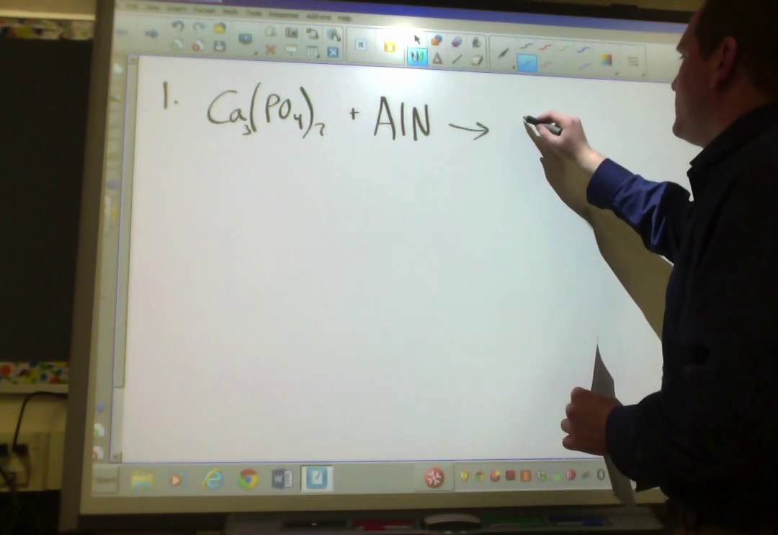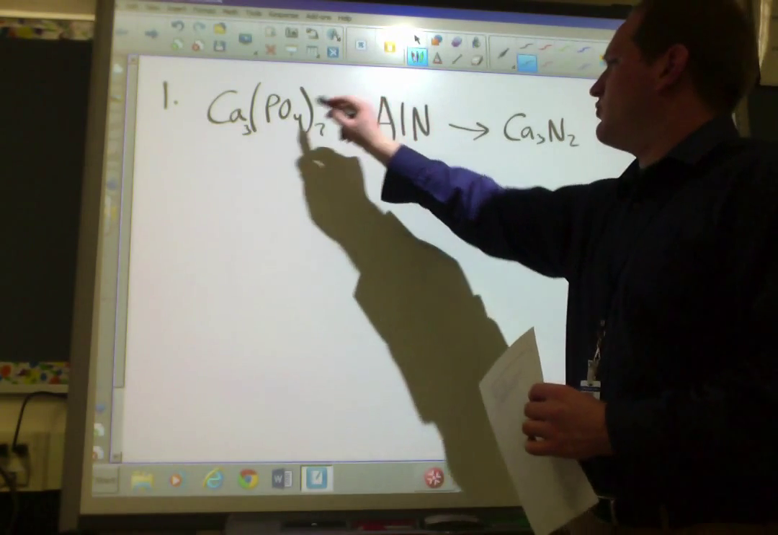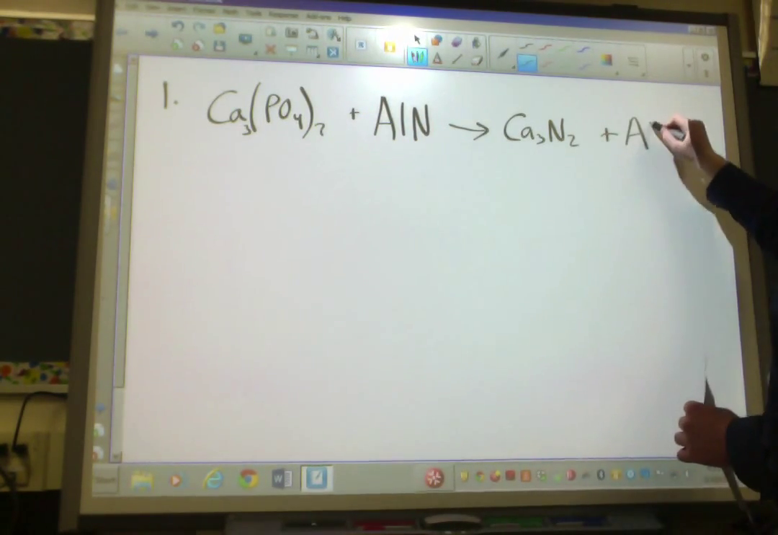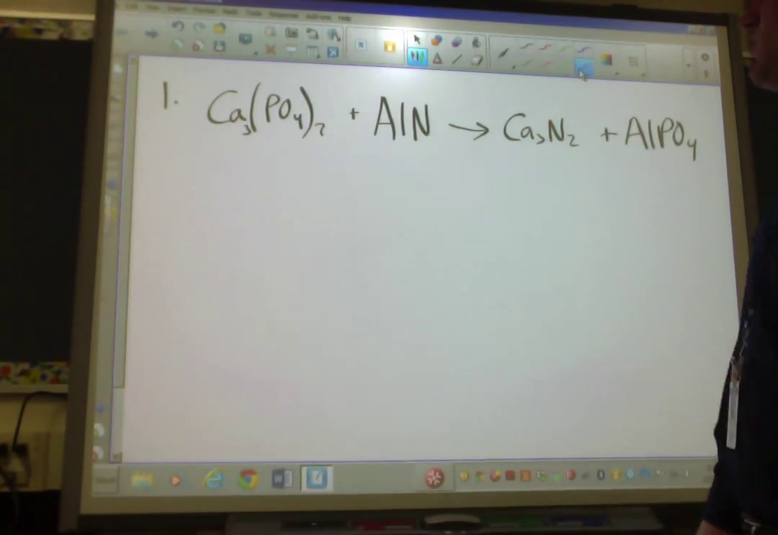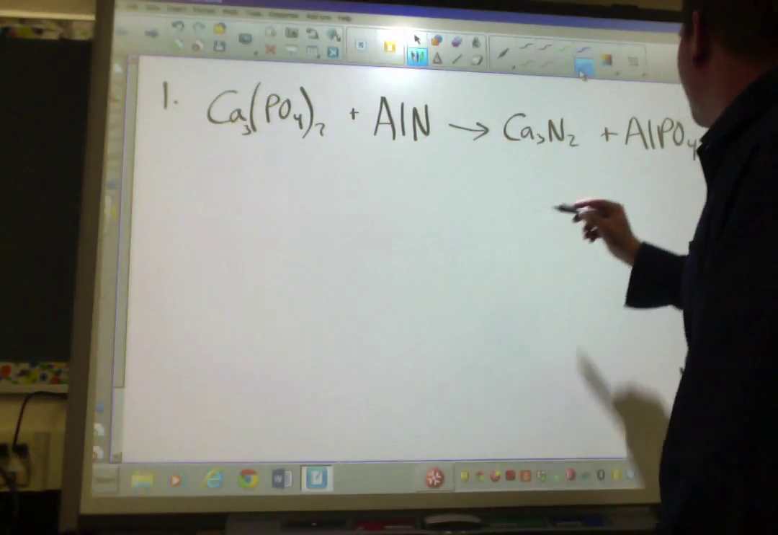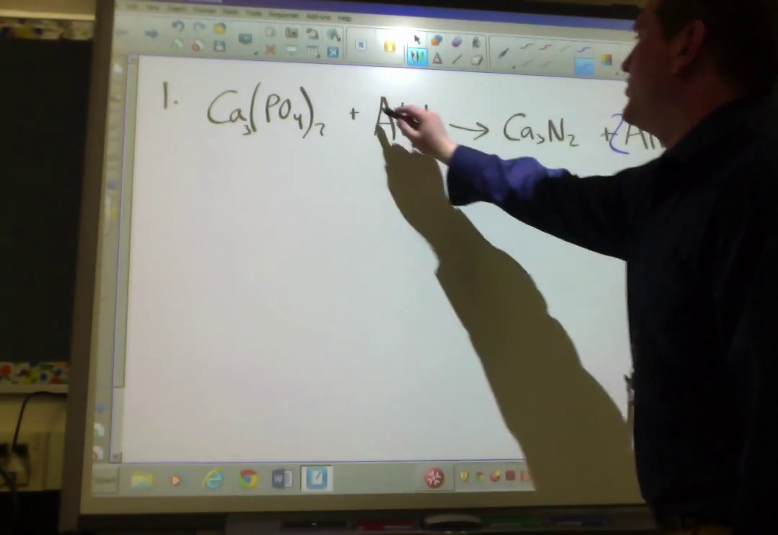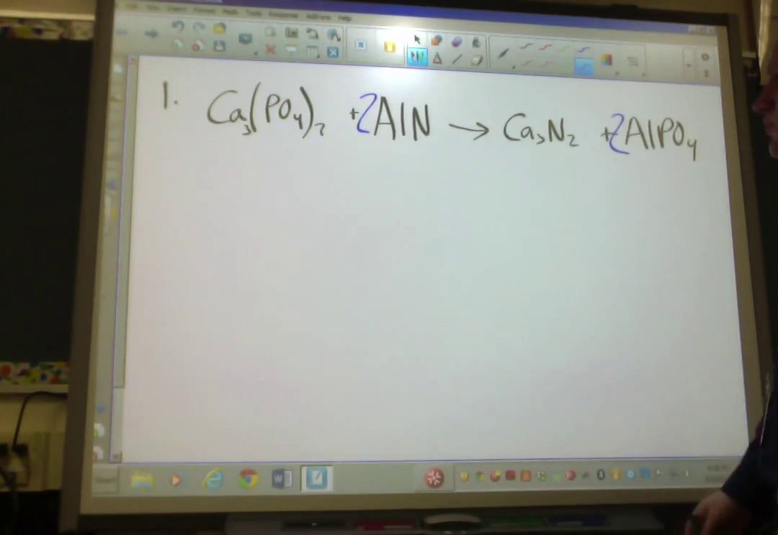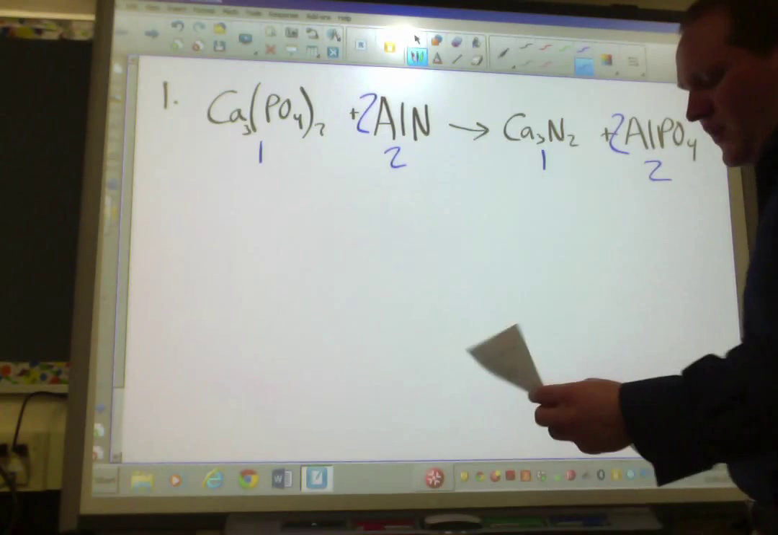Calcium mixes with nitrogen, so Ca3N2, plus aluminum phosphate, which is just AlPO4. Okay, we need to balance it, so let's see, 3 calciums, 2 phosphates, 1 aluminum, 2 aluminum, so 2 there, and then N2, so we're good. Mole ratio of 1 to 2 to 1 to 2.